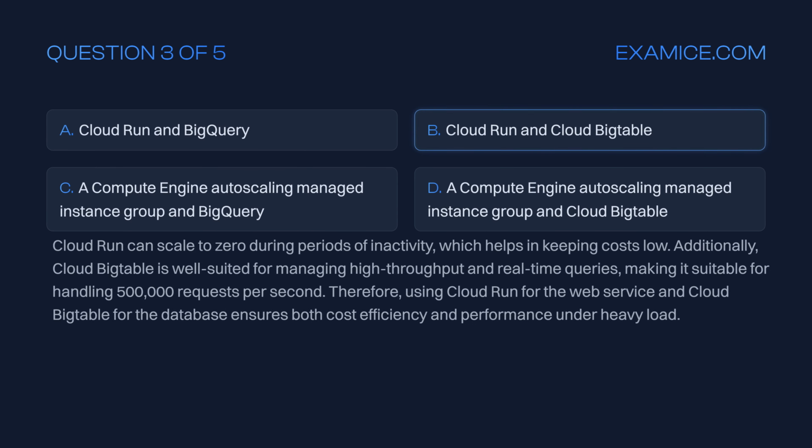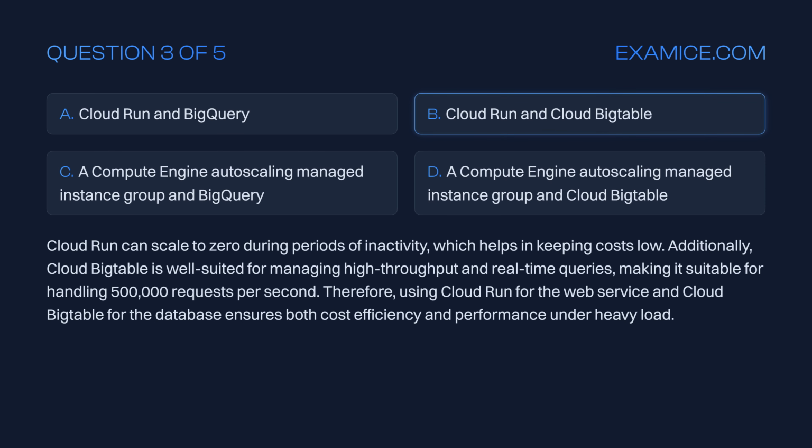The answer is option B. Cloud Run can scale to 0 during periods of inactivity, which helps in keeping costs low. Additionally, Cloud Bigtable is well suited for managing high throughput and real-time queries, making it suitable for handling 500,000 requests per second. Therefore, using Cloud Run for the web service and Cloud Bigtable for the database ensures both cost efficiency and performance under heavy load.